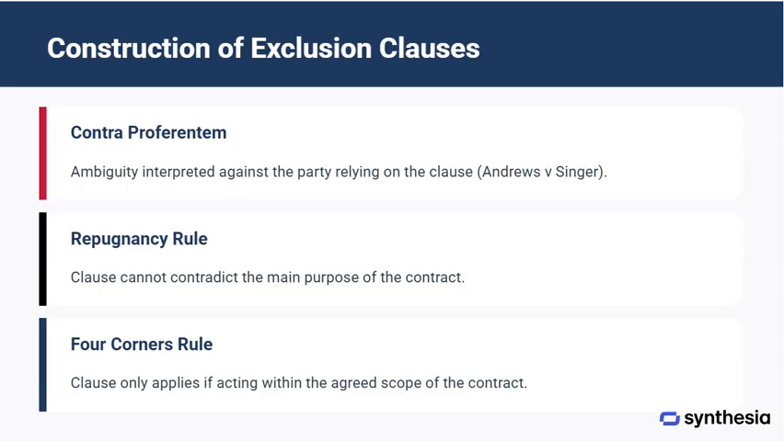Courts interpret strictly against the relying party. Contra proferentem means against the drafter. Repugnancy means it cannot destroy the main purpose. Four corners means it only protects agreed performance.